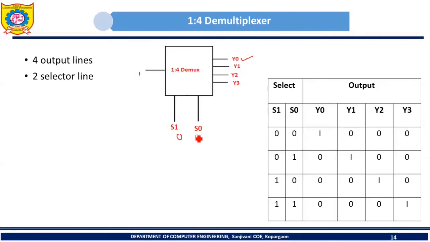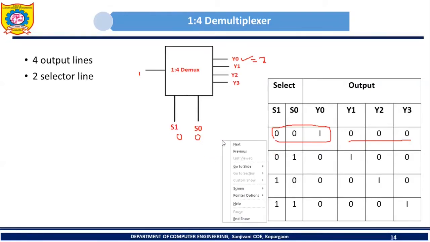Y0 will be selected. So 0, 0, binary number converted into decimal is 0. So I can say that Y0 will be selected. On the Y0 line, which data will be transmitted? The incoming data which is present on the input line, I, will be transmitted. So Y0 is equal to I. Here I can be either 1 or 0 whenever S1 and S0 are 0, 0. The same thing is shown in this table: when S1 and S0 are 0, 0, then Y0 will be I, and the remaining output lines will carry 0.